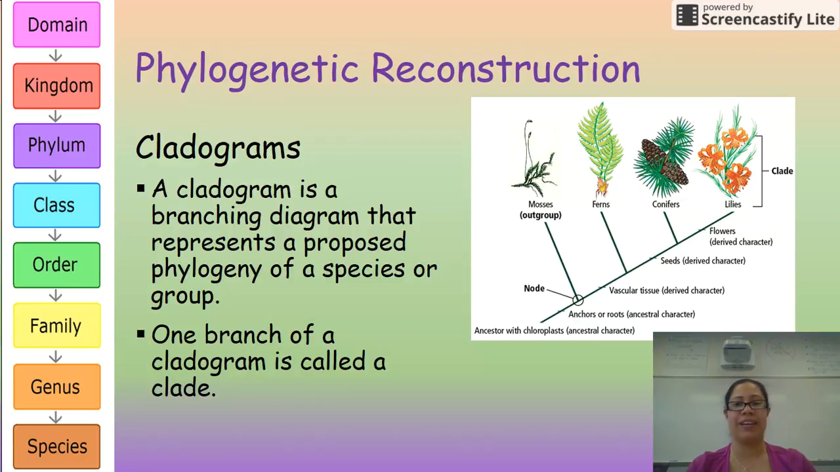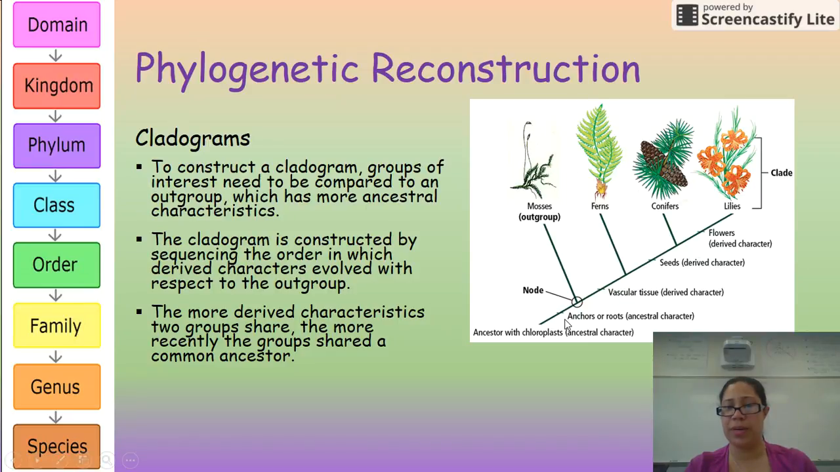So let's look at a cladogram. Here we have our cladogram. Each species that comes off is going to be called a clade. Each joining point will be called a node. At each node, we're going to have some new trait that comes about. So everything that is after that node will have that trait. Okay?